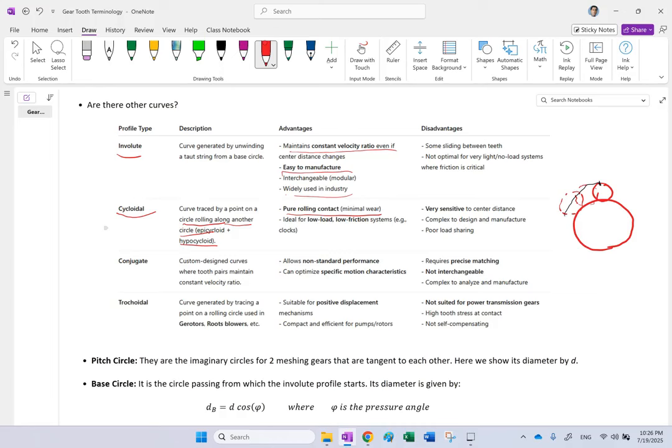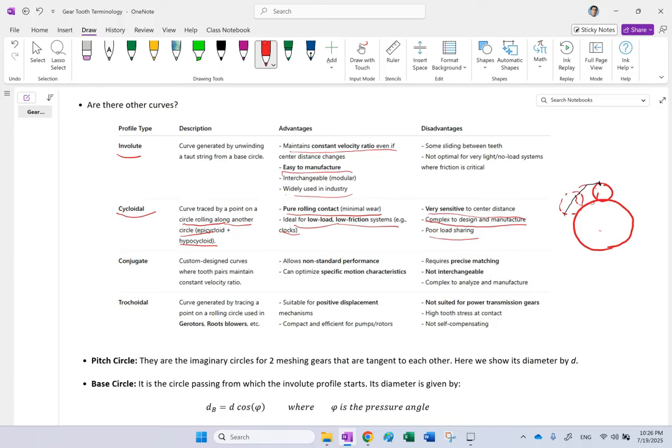So if you have systems that need very small friction in them, like clocks, this is good. And typically in the gears used in the clocks, the profiles I saw are mostly cycloidal as opposed to involute. Okay, so for low load, low friction systems, these are great. But they are sensitive to that center to center distance. They are harder to manufacture, and of course, when it comes to applying load on them, they are not great.